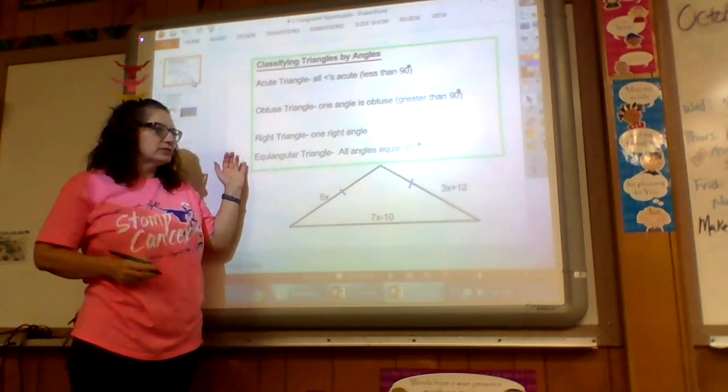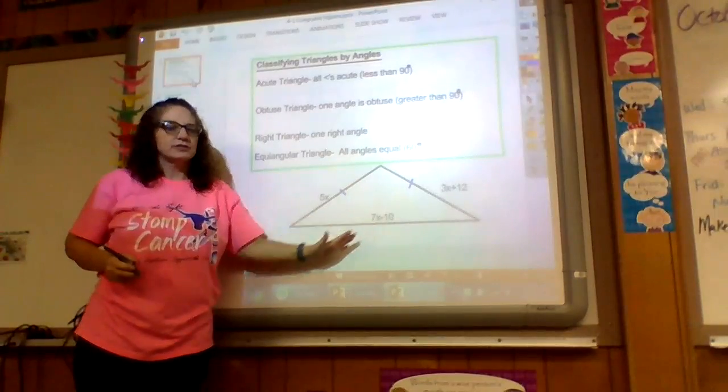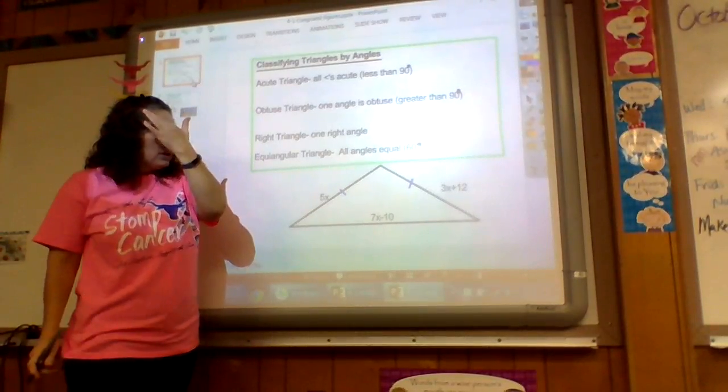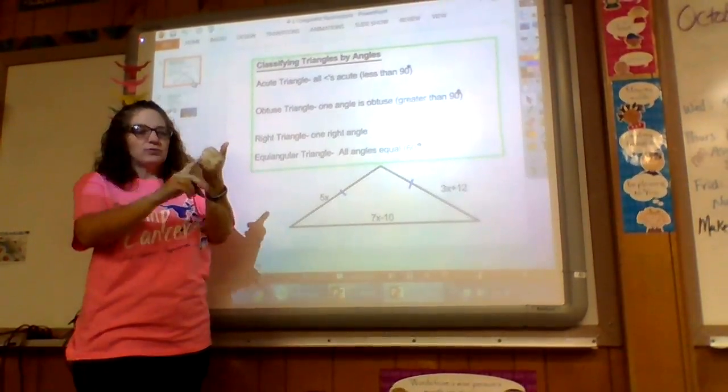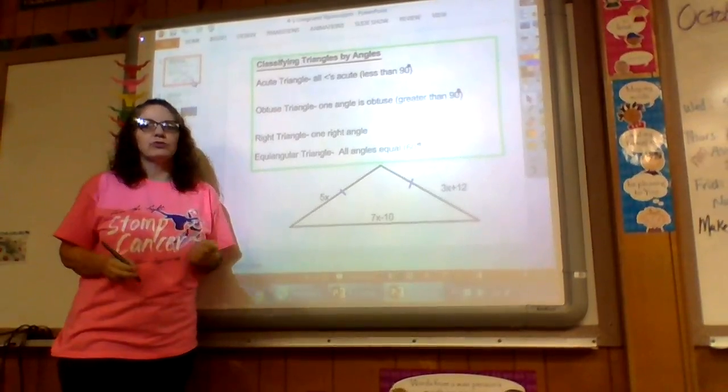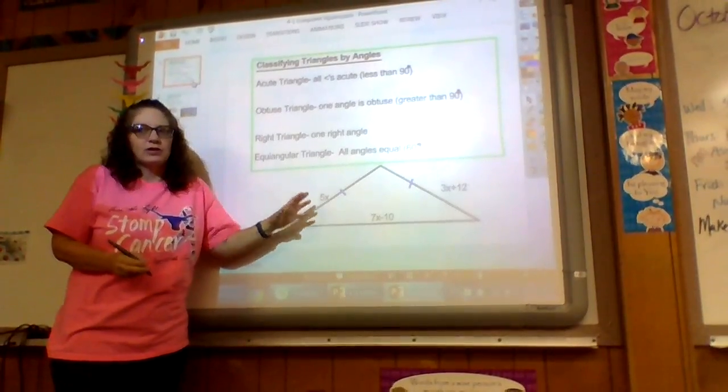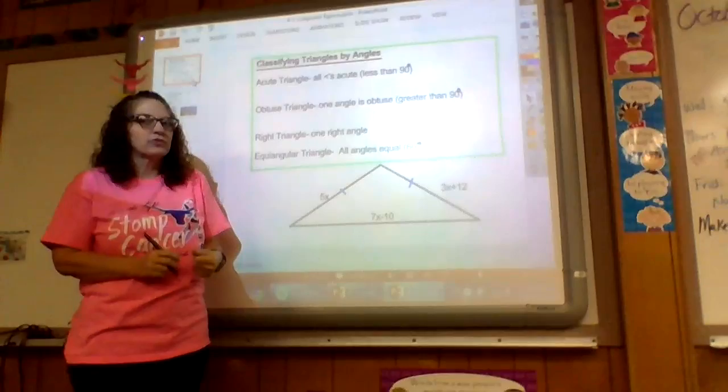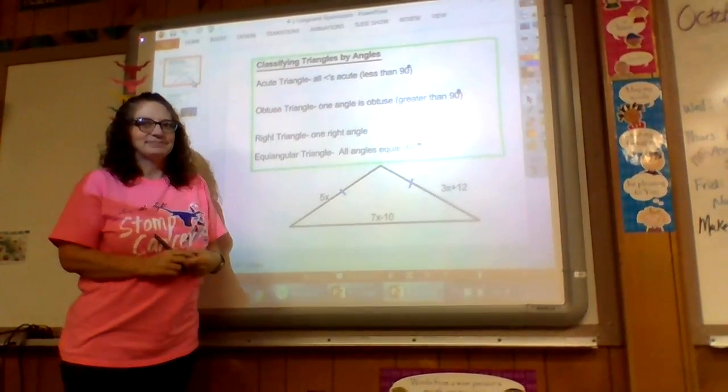In triangles, I want you to draw this in your journal as an example. In triangles that have equal sides or equal angles, we can throw in algebra in the way that you can make equations and solve for variables.